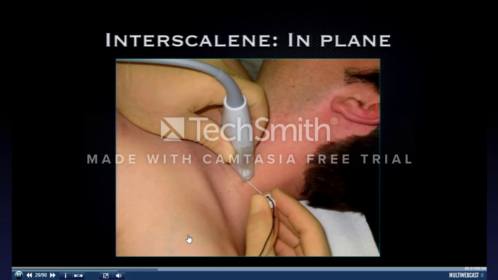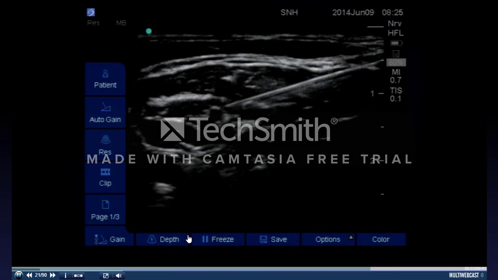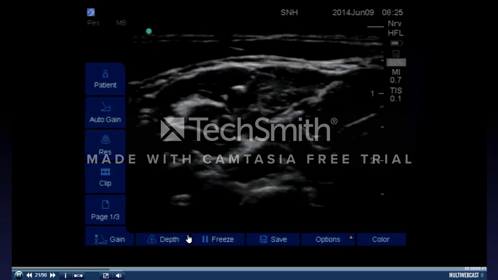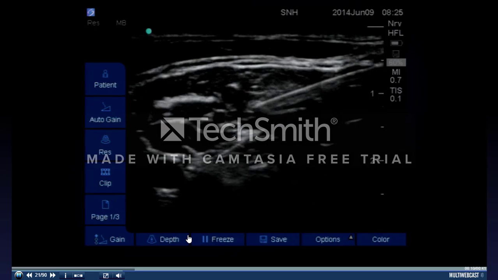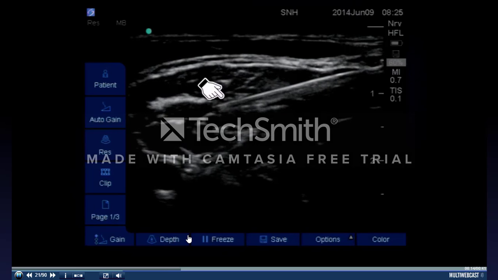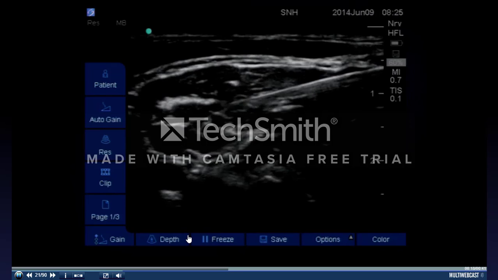So, interscalene, that'll be my in-plane approach. You will then see the needle tip reasonably clearly. The plexus will be there. The patient just moves a little bit on the initial injection, and then, if you do it properly, you can even see the bevel between C5 and C6 there.